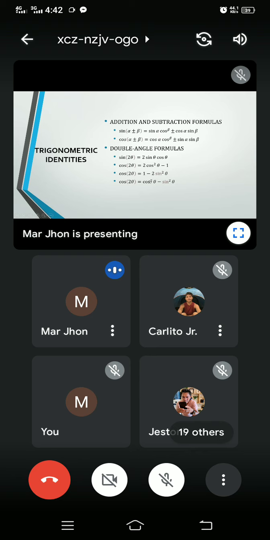Okay, so then it is equal also to cosine squared theta minus sine squared theta. So they are equal na sila. So pwede.